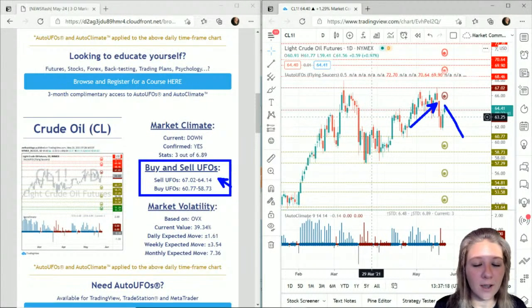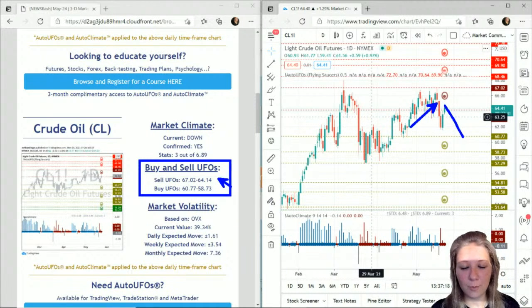Now, notice that I say probability. It's not definite, it's not guaranteed. We need to be careful. Sometimes things are unexpected. Of course, we know this, so we manage our risk just in case. But overall probability there to the downside with oil.